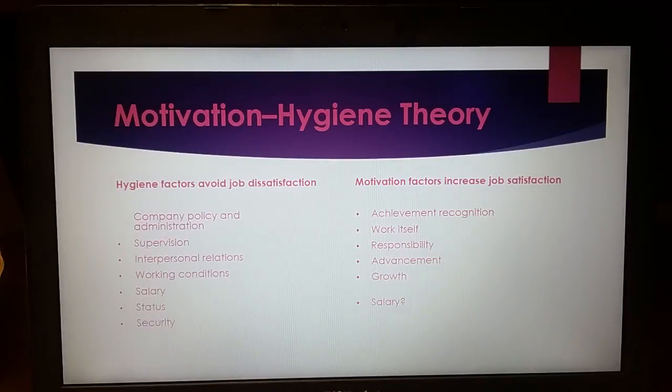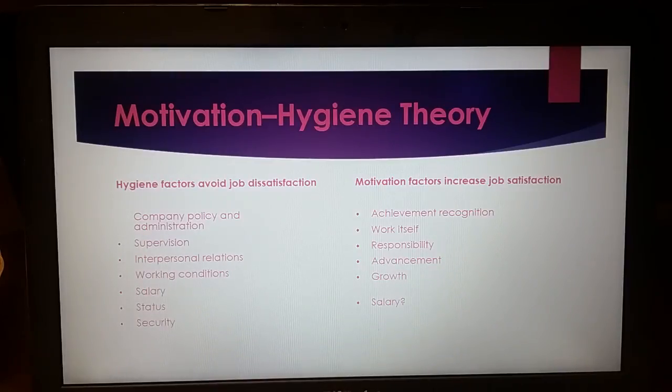should be things that, in order to avoid job dissatisfaction, you have to be happy with the company policy administration. You have to be happy with your supervisor. You have to have positive interpersonal relationships. You have to have good and safe working conditions. You have to have a good salary, to be able to support yourself and your family if you have one. There needs to be some level of status that reaches the esteem needs, and then security, like some level of job security, or benefits such as health insurance or a retirement plan.